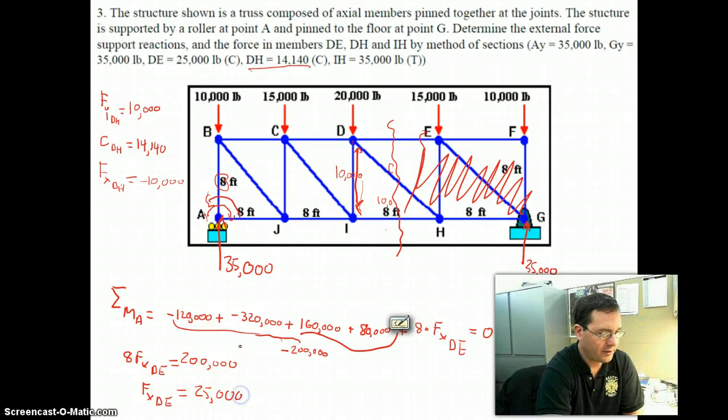Now, I've got to be a little bit careful with sign convention here. The question becomes, is this pulling to the right, or is this pushing to the left to create the moment I need? And it's clear, looking at the diagram, that it's pushing to the left, which tells me that component DE is in 25,000 pounds of compression. Now, the last step is to look at the sum of all of the forces in the x direction and figure out the forces in IH.